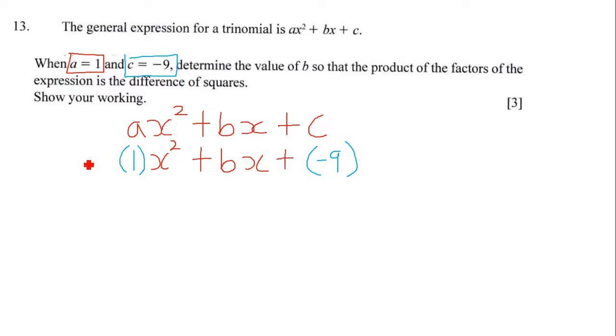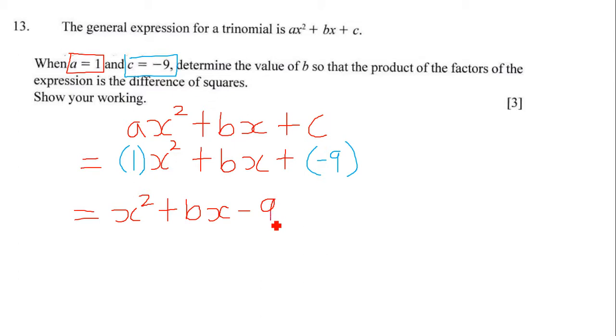So this is the equal sign. It is going to be x squared plus bx plus negative 9. So 1 times x squared is what? x squared. Plus bx, right? And what is plus times negative? Negative. Negative 9.